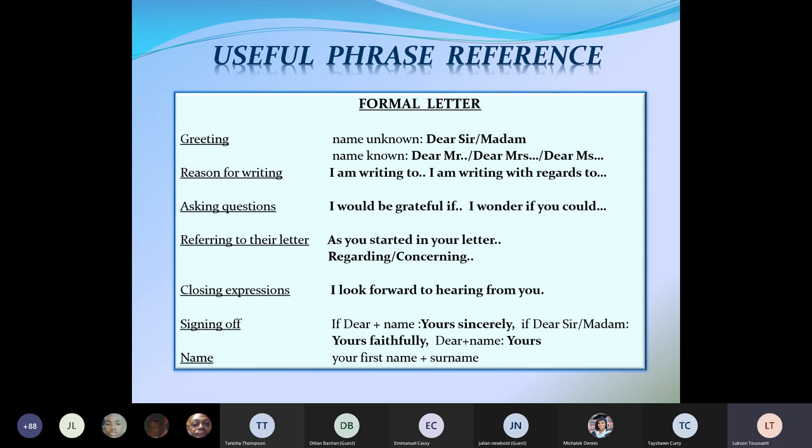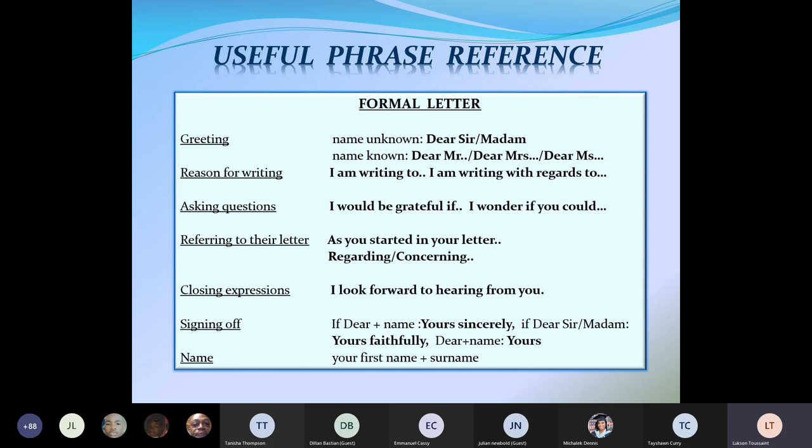And then we have "I will be grateful if" and "I wonder if you could." These are also useful phrases when writing your letter. We also have referring to their letter. If they wrote a letter to you prior, you would say "regarding" or "concerning the letter that you sent me recently."